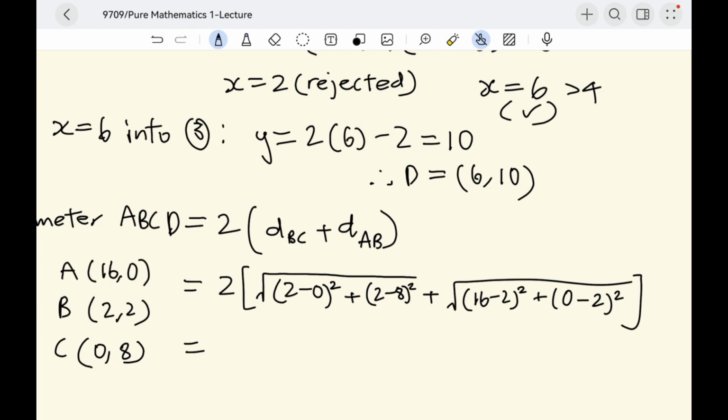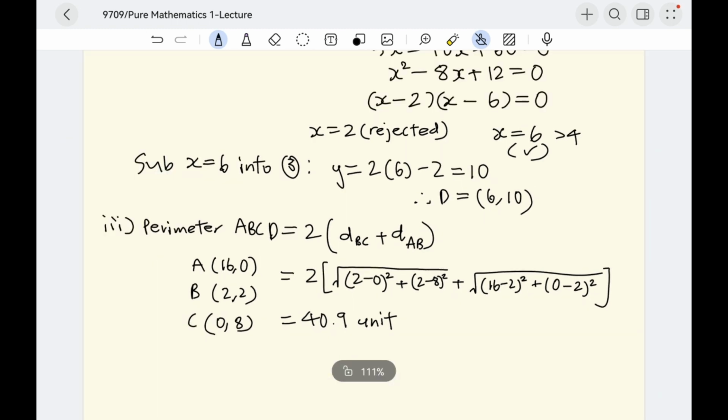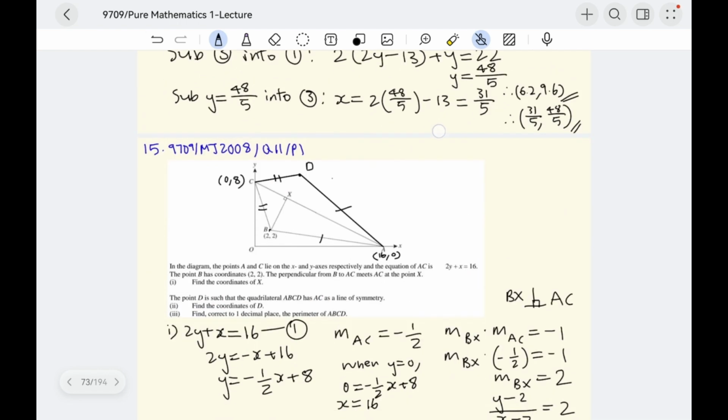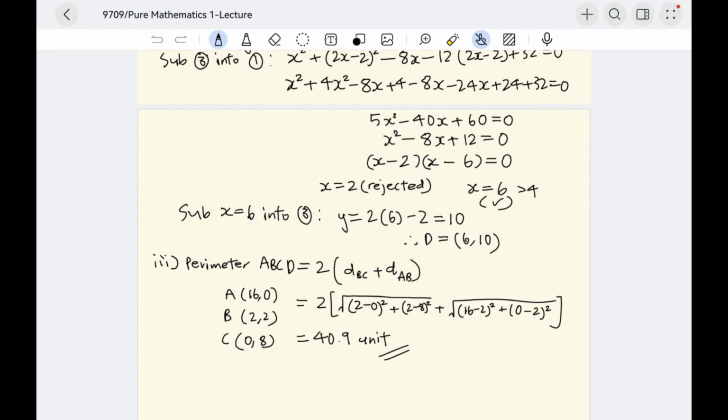Okay, so I have twice the square root of (2 minus 0) square, plus (2 minus 8), which is 6 square, which is 36. With the 16 minus 2 square, minus 2 square, I will have 40 over 9 units. It's best for you to leave your answer for the perimeter in units, or for area in unit square. So that's the answer when you are dealing with geometry questions. If you have any hesitation, please reach out to me. Don't be shy.